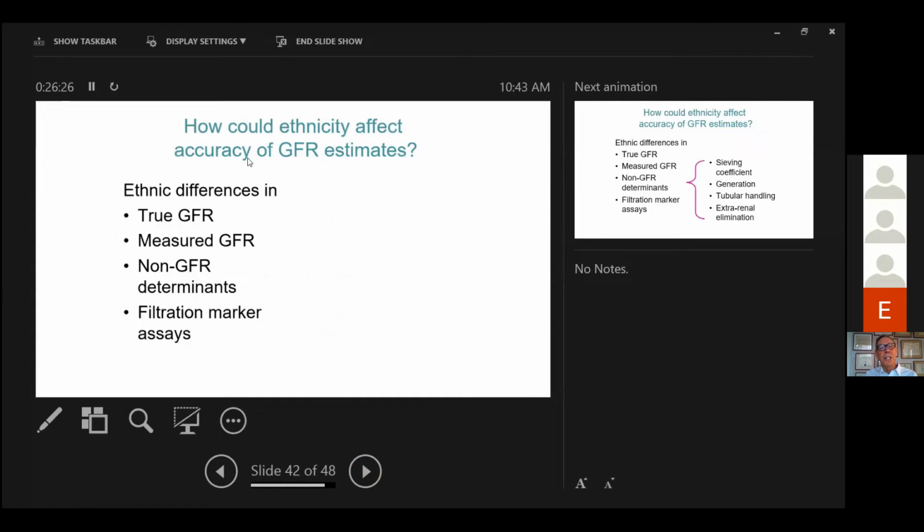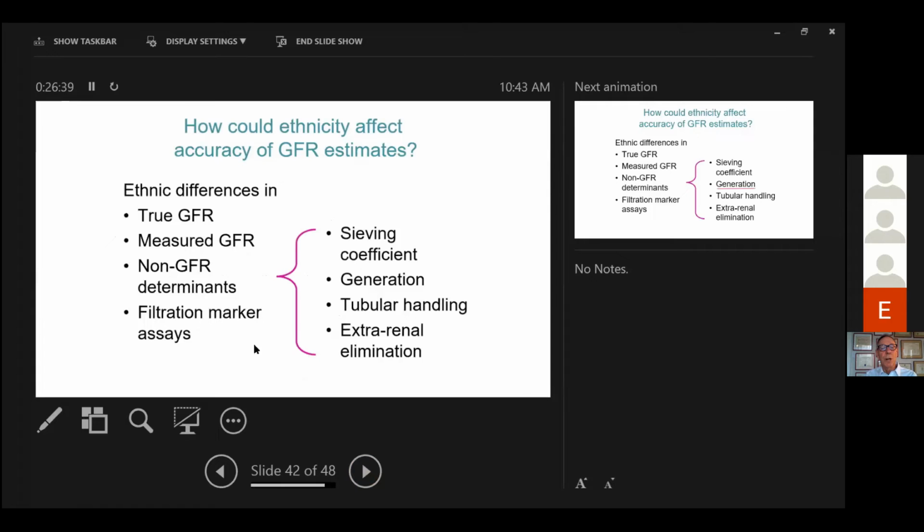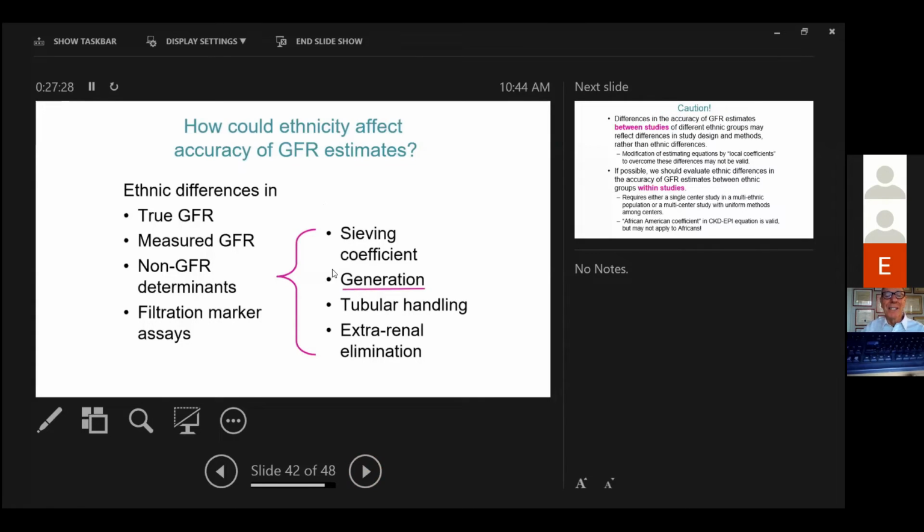Now, how could ethnicity affect the accuracy of GFR estimates? Well, the ethnicity could cause differences in true GFR, measured GFR, the non-GFR determinants, or the filtration marker assays. For the non-GFR determinants, I think the issues relate to the sieving coefficient, generation, tubular handling, or extrarenal elimination. I think it's mostly generation, although each of these factors could be investigated, and it has mostly to do with muscle mass.